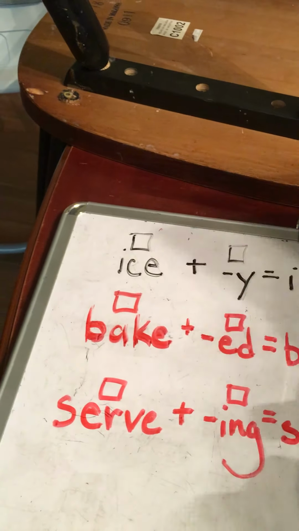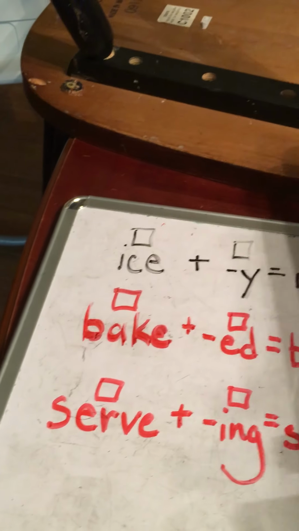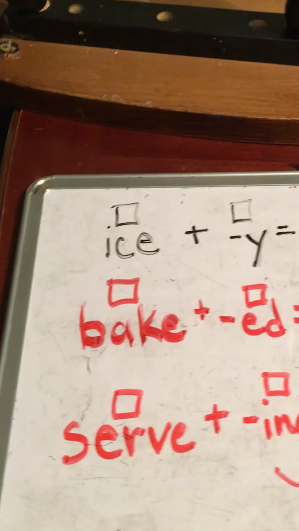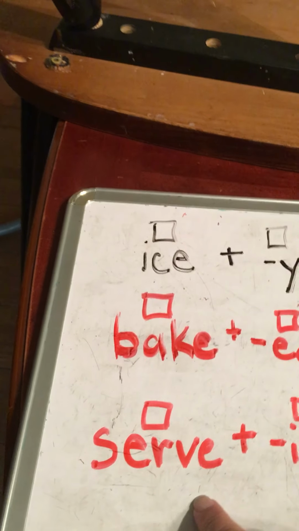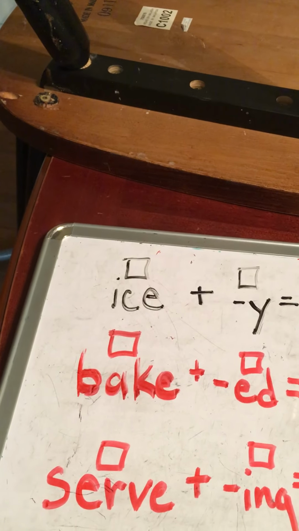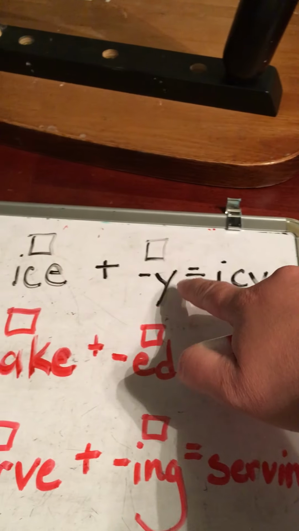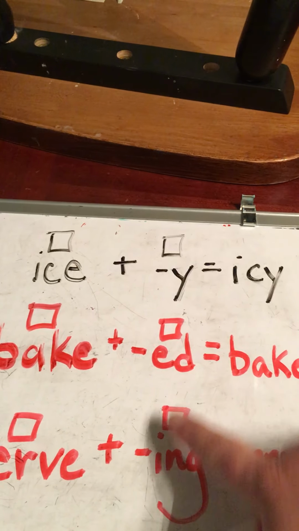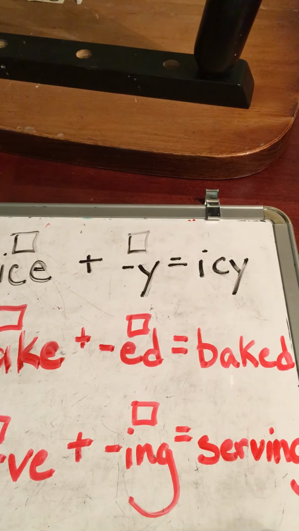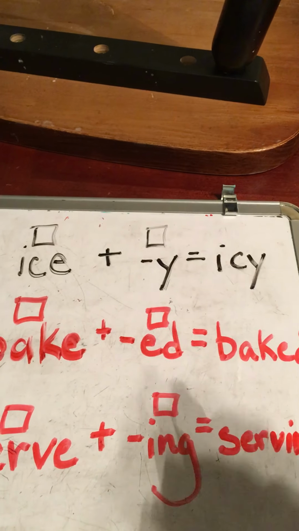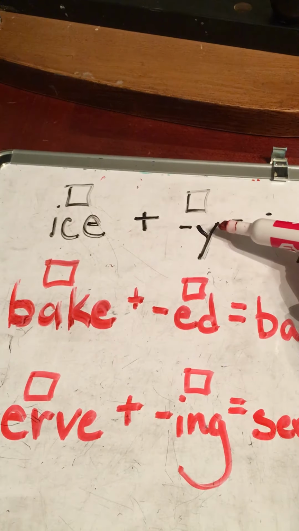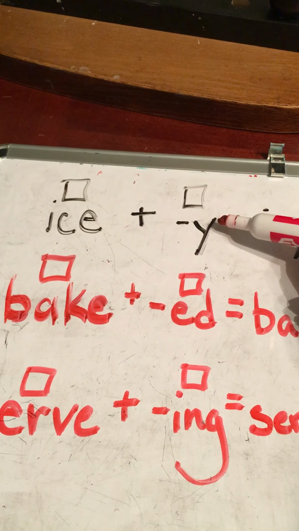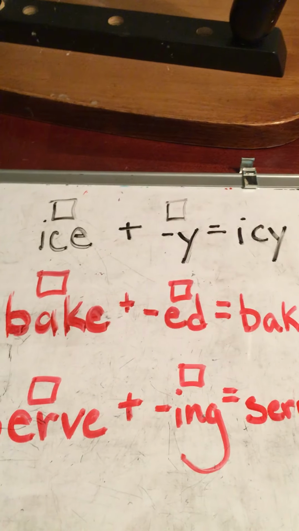So I want you to look at my three base words. We have ice, bake, serve. Okay, those are all base words. Now let's look at the next part. These right here are all suffixes, okay? And they are vowel suffixes because they start with a vowel. And we know that Y can sometimes be a vowel. In this case, it says E, so it's a vowel suffix.